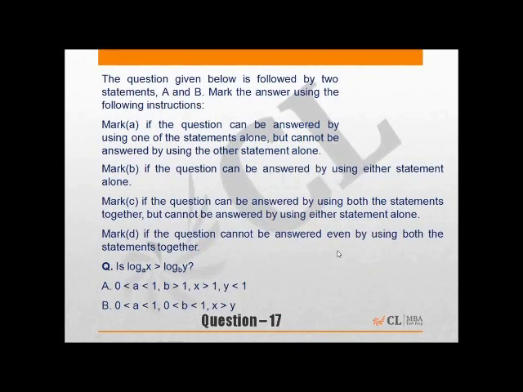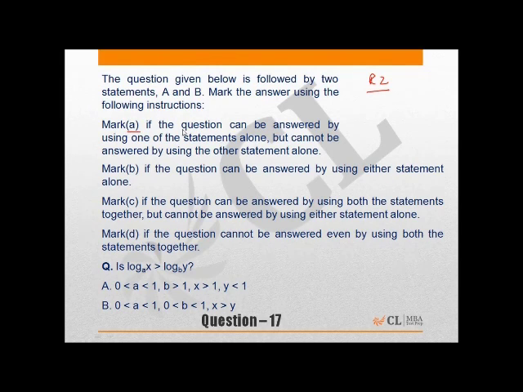17. Data sufficiency with logs is a round 2 question for me. Log in general is a round 2 question because I take a little time in solving it. Data sufficiency implies I need to look at all possible scenarios, hence it's definitely a round 2 question for me. Let's look at the instructions.